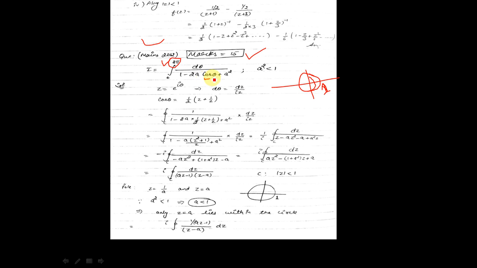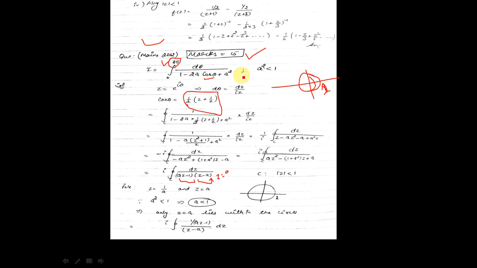After doing the simplification, you get az minus 1 into z minus a, where we have taken the factors into account in the computation. So this implies z is equal to a and z is equal to 1 by a. Since a square is less than 1, as given in the question, this implies a will be less than 1.